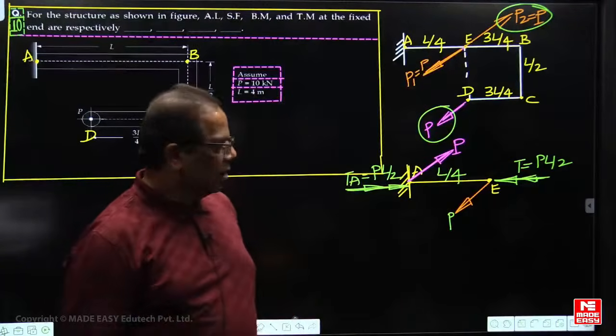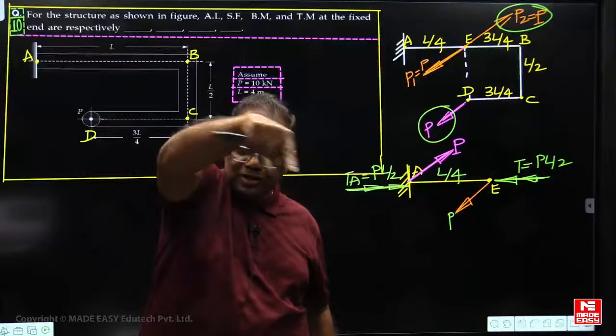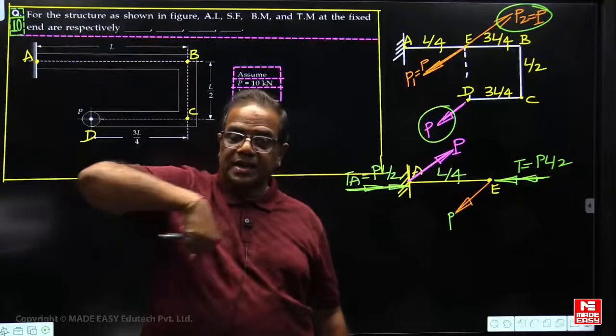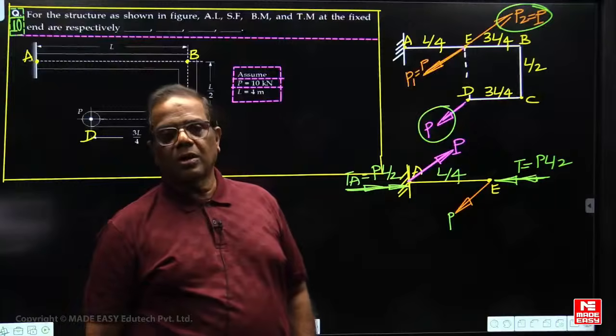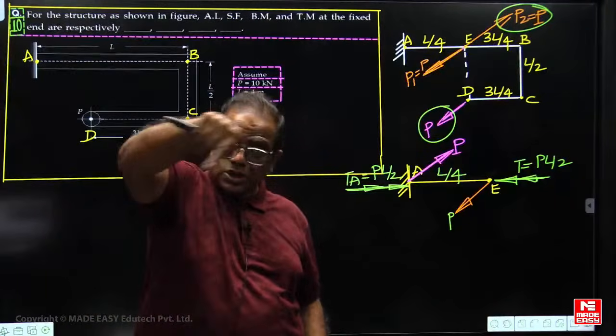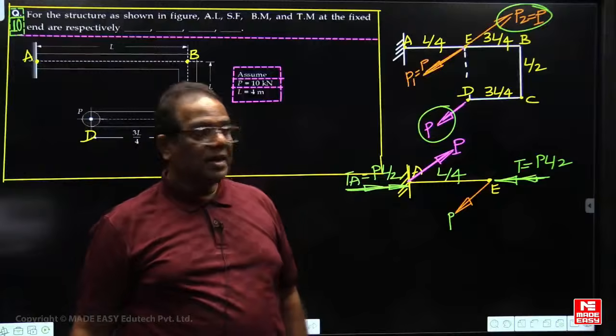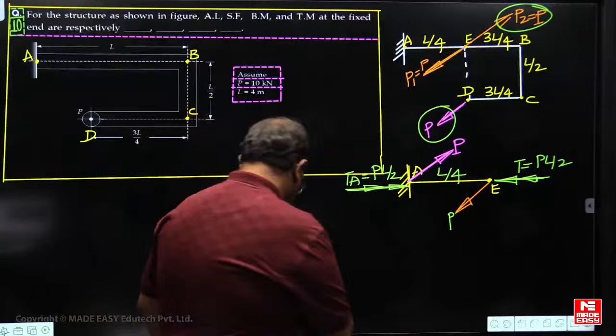Inward. Next, P into L by 4. It will give a couple in which direction? A moment in the horizontal plane, clockwise. Then the reaction is anti-clockwise, P into L by 4. It will give a moment in clockwise direction in the horizontal plane. Then the reaction is going to be in the horizontal plane, anti-clockwise.